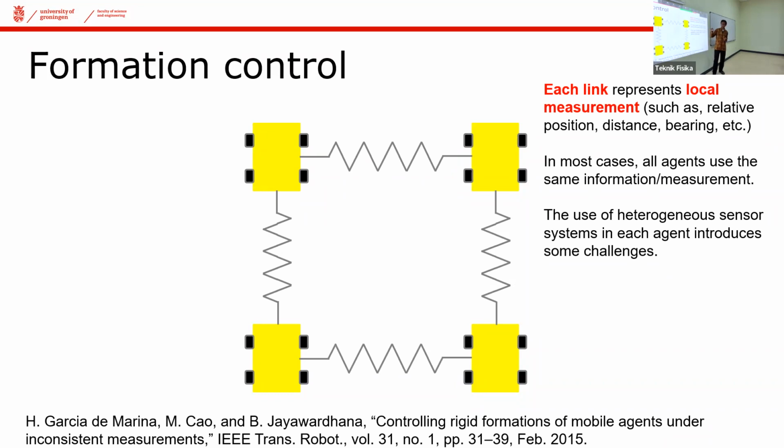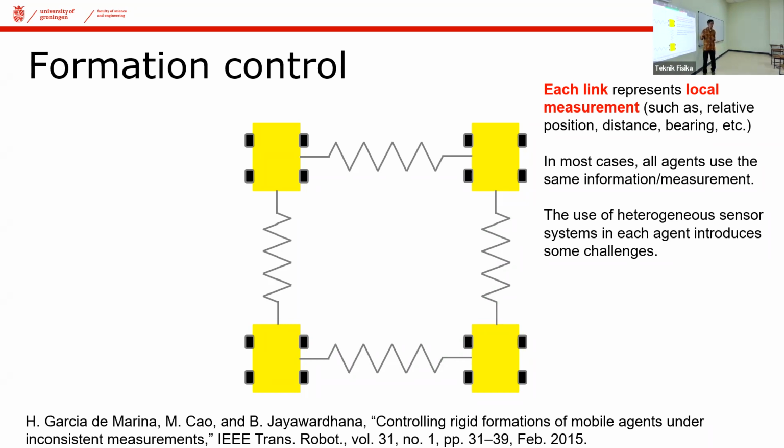And the way they measure their neighbors is represented here by spring-like symbols. So in this case, this robot is able to measure this robot, and this robot is able to measure this robot, and vice versa, and the same with the others. And these measurements can be anything. It could be distance measurements, it can be bearing measurements, it can be relative position measurements. Relative positions means it is just the difference in the X and Y directions of the other agents with respect to a certain agent. So that is called the relative positions.